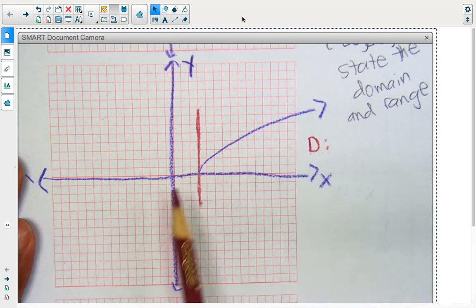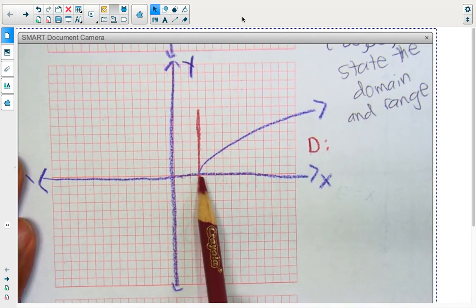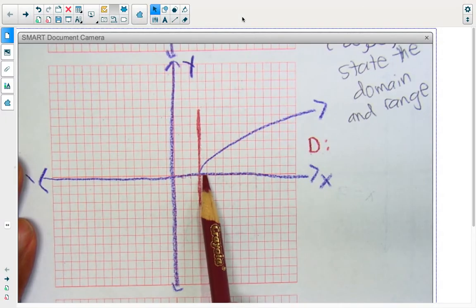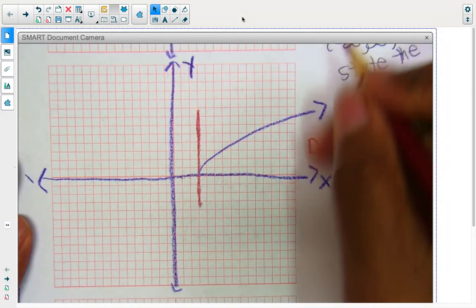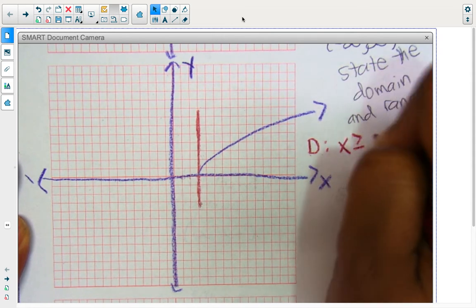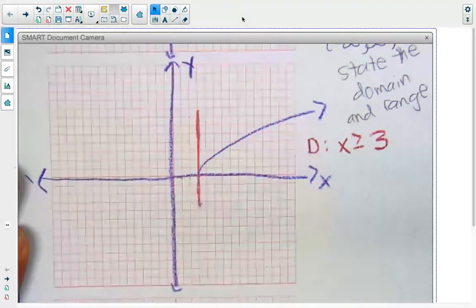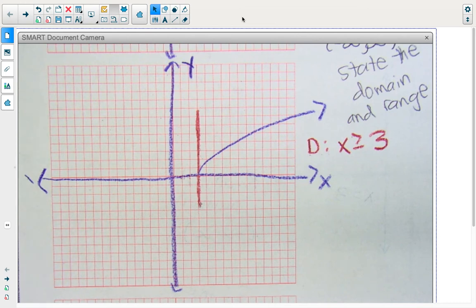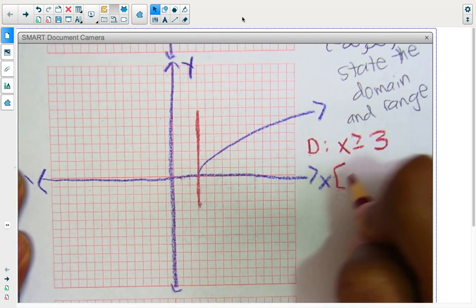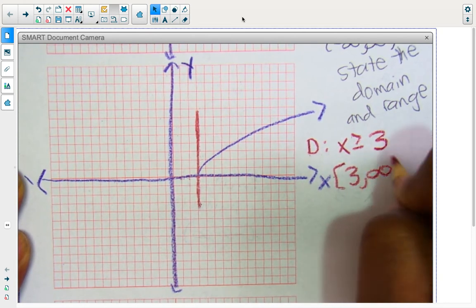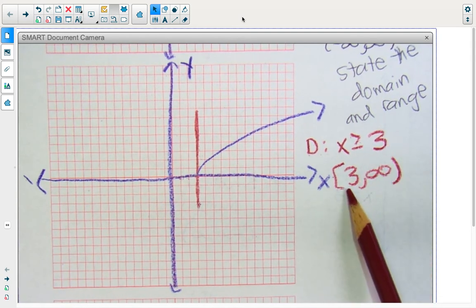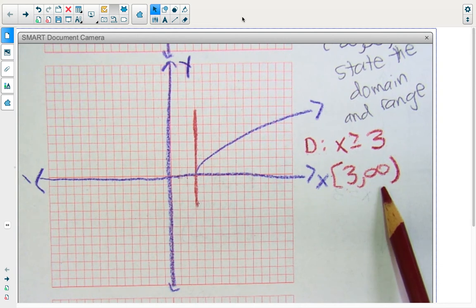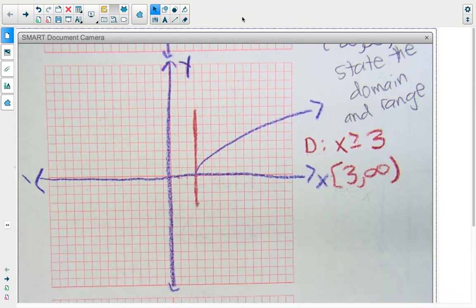So how do I say that? This number is 3. My domain is going to be anything greater than, and it can actually be 3, so equal to. So my domain is going to be anything greater than or equal to the number 3. And if you write that out using interval notation, I would say it includes 3 and goes up to infinity. So x is greater than or equal to 3. It includes the number 3 and goes up to infinity. So my graph will never get past the number 3.